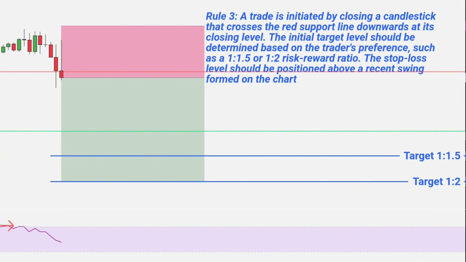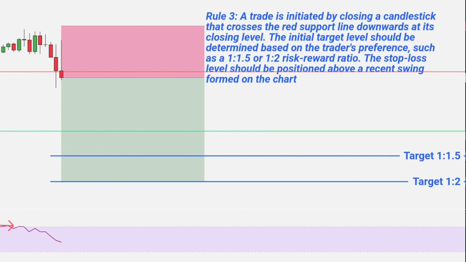We have a plan. Our initial target level for taking profits is something we decide based on our trading style. It could be a 1 to 1.5 or 1 to 2 risk-reward ratio. It depends on your strategy. However, risk management is crucial. That's where the stop-loss level comes into play. We position it just above a recent swing point on the chart.